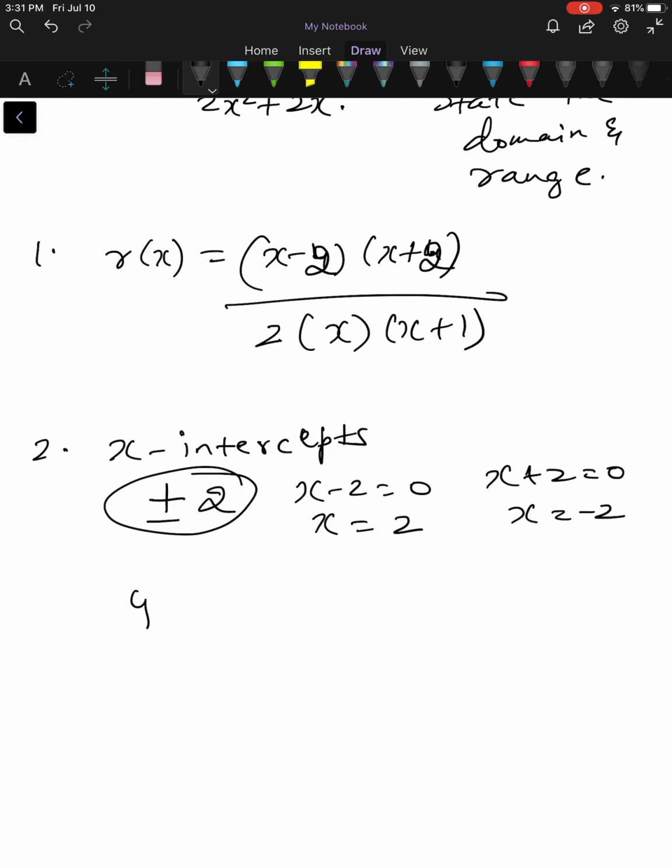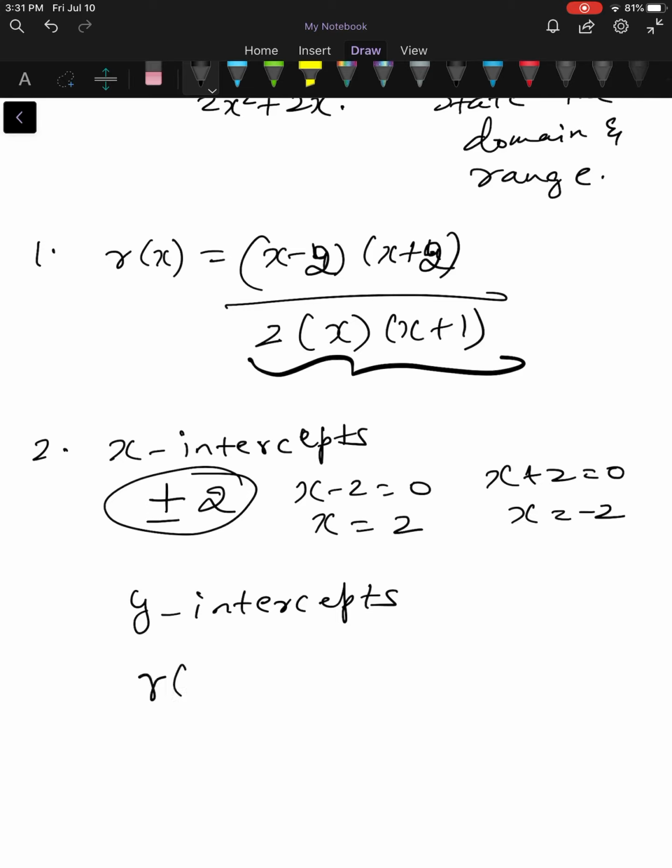Then the y-intercept is the point we get when we substitute x equal to 0. What happens to the function? You can see there is an x value in the denominator, so if you substitute 0, the whole function is undefined, correct?